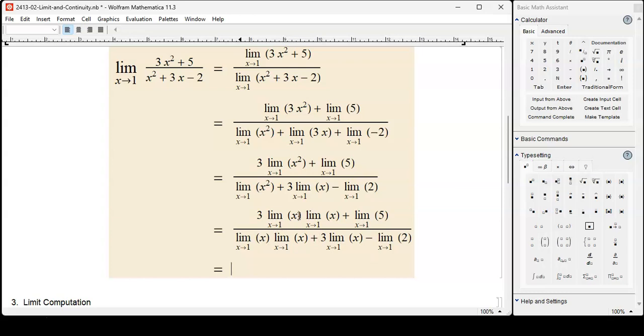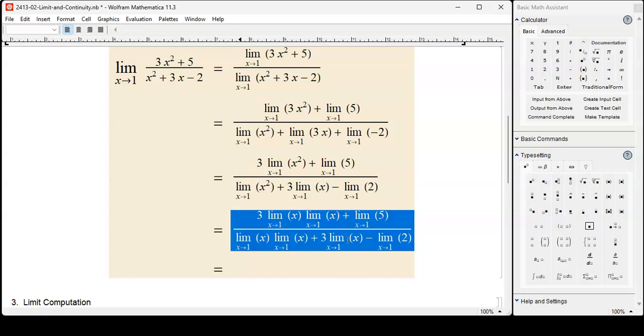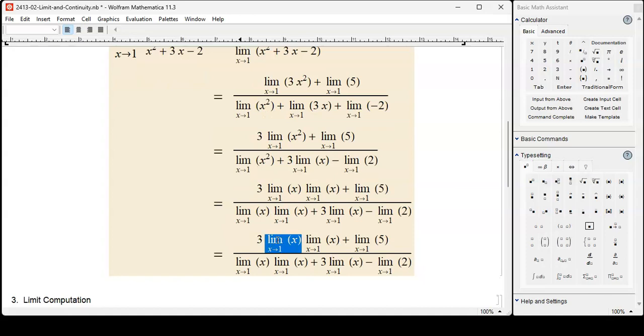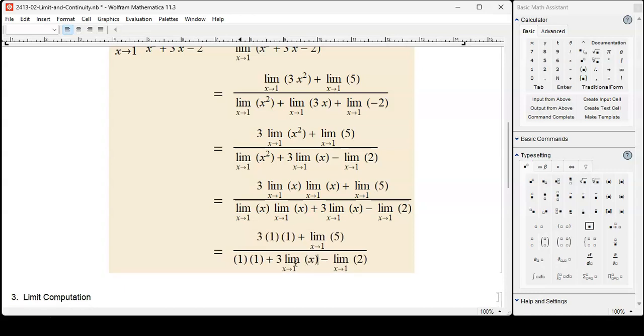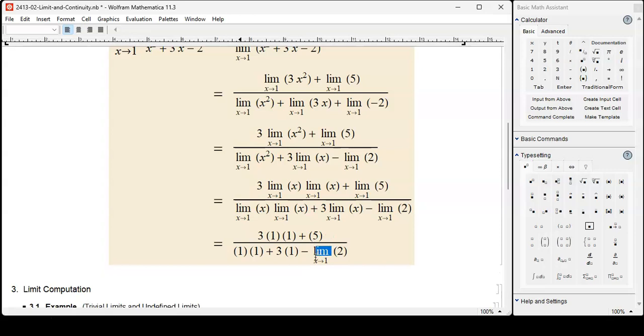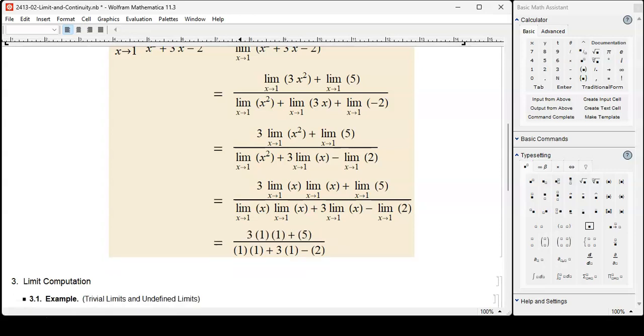If x is going to 1, then x is going to 1. Make sense? So this whole thing is just 1, and this entire thing is just 1. Same thing here, x is going to 1, so this entire thing is 1. And x is going to 1, so x is going to 1. And, oh, I forgot this multiplication by 3. And then this is constant 5. A constant stays a constant because it is constant.